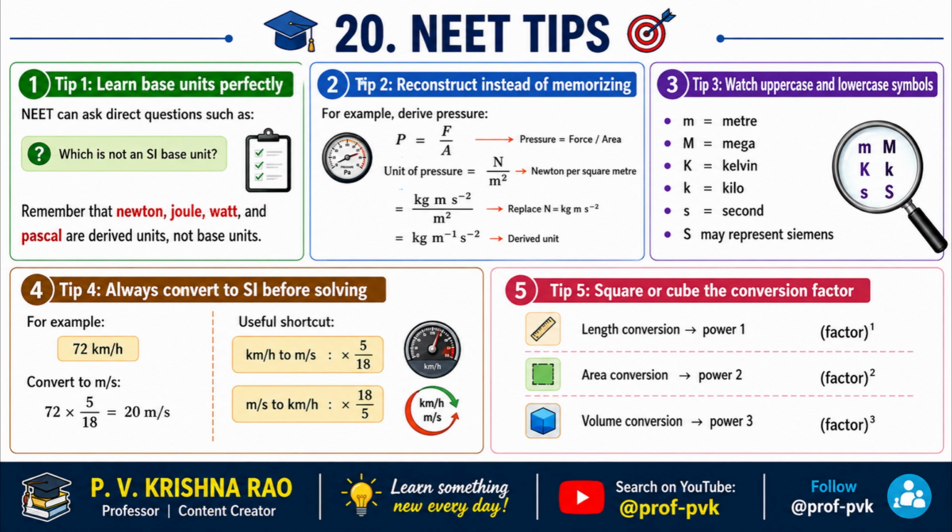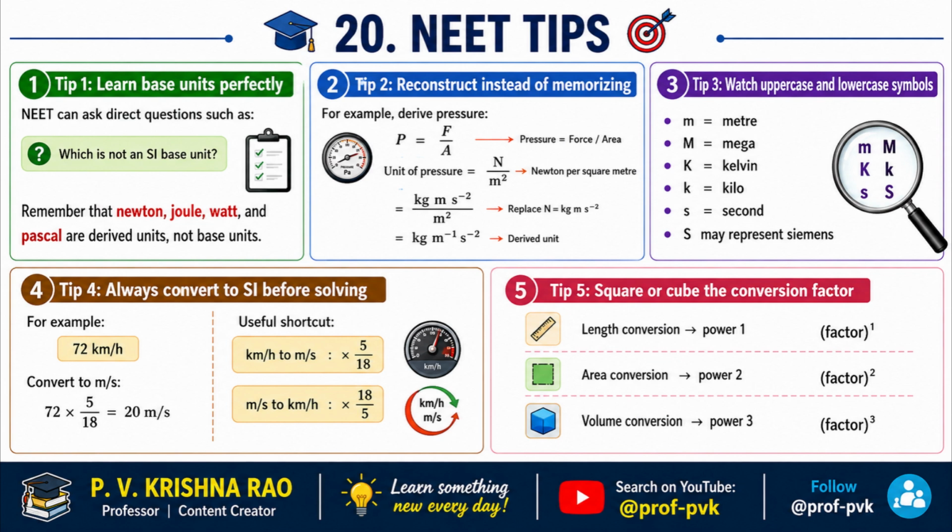So how to read it? Newton per square meter. Now we have already learned newton units are kg into m into s to the power of minus 2. In the denominator, m square is there. Simplify it. After simplifying, we get kg into m to the power of minus 1 into s to the power of minus 2. This is the derived unit for pressure. Instead of memorizing, we can reconstruct like this.